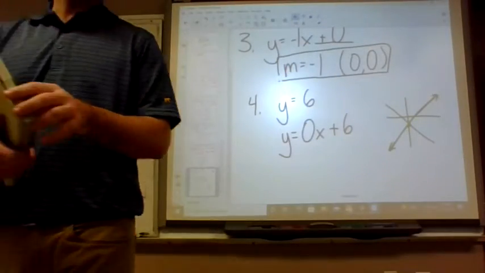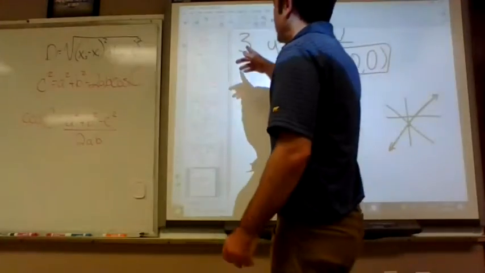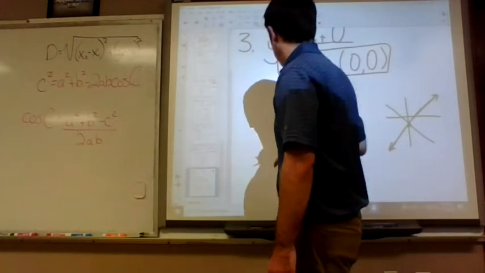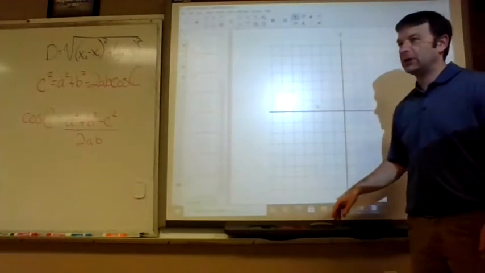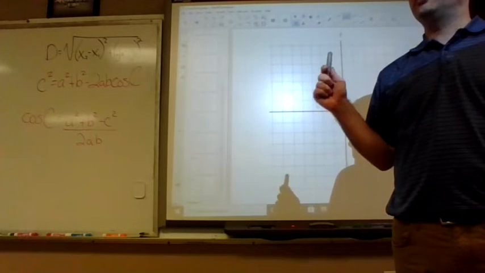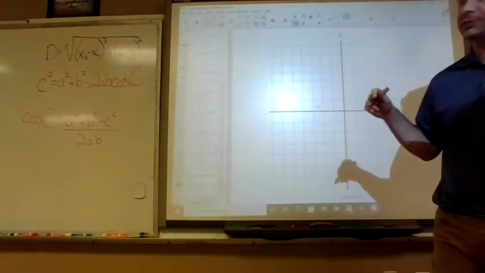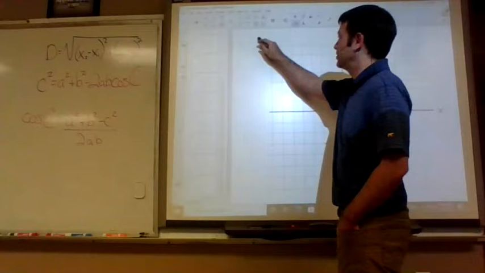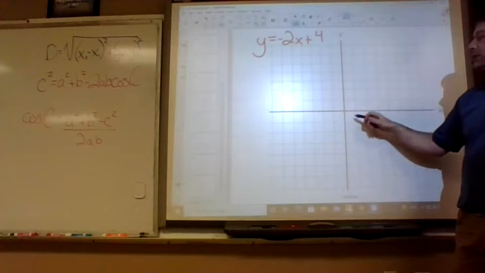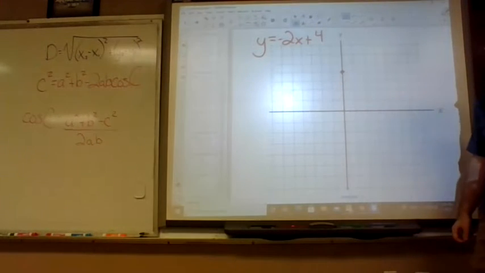Okay, number 9. You guys remember my one example? I only did one so far. How did I start the graph? I started with the y-intercept. So on number 9, if you look at that equation, y equals negative 2x plus 4, what is the y-intercept going to be? Positive 4. So on your graph, you're going to go up to 4 on the y-axis and put a dot.